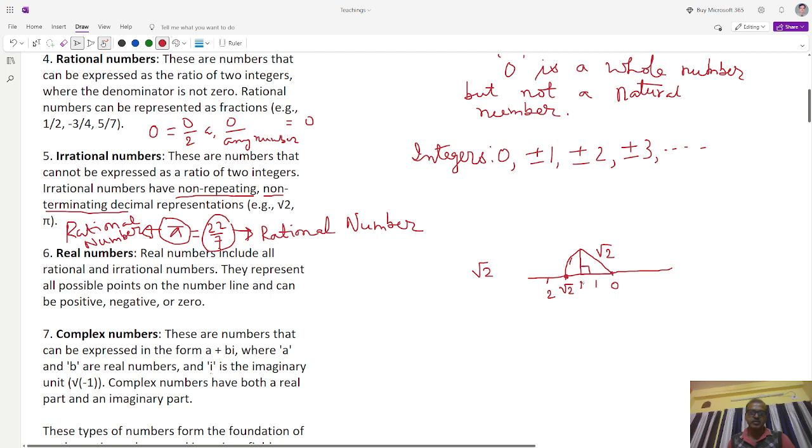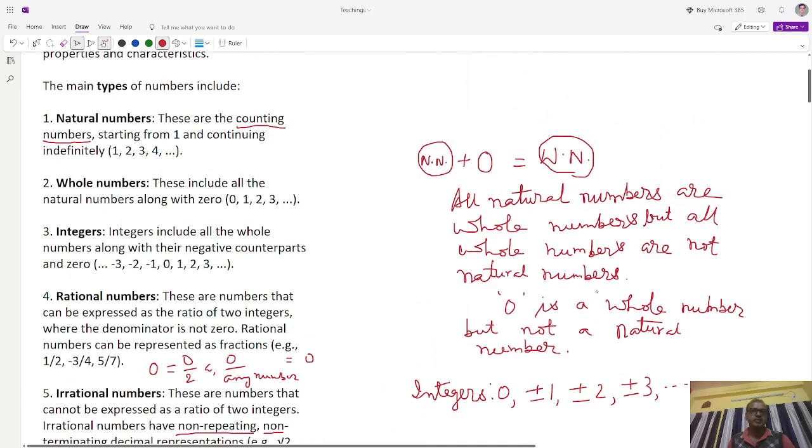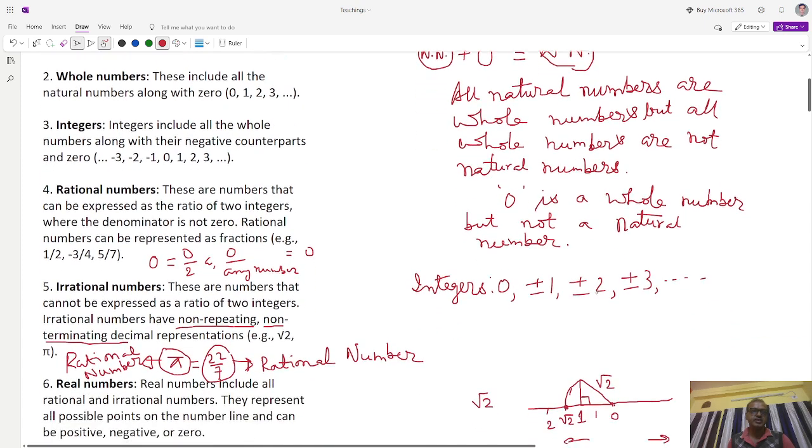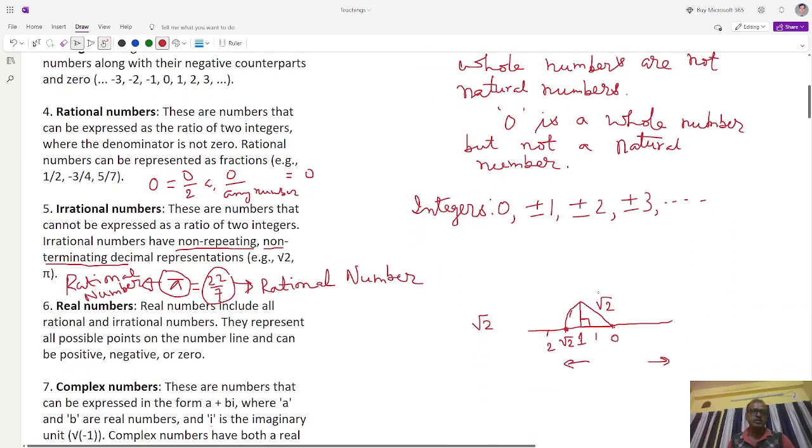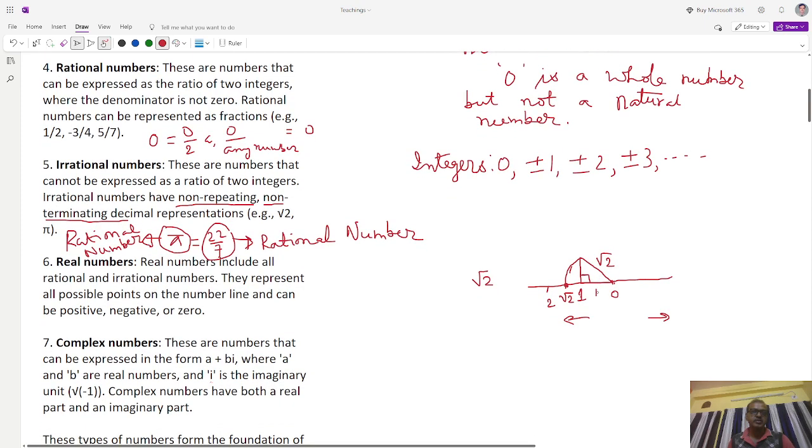Rational numbers, you know, 1 is a rational number, 2 is a rational number, whereas 1, 2 are also whole numbers, right? And negative numbers, if this side is positive, then this side is negative. Negative numbers, that is integers, can also be represented on the number line. So all these are real numbers. Natural numbers, whole numbers, integers, rational numbers, irrational numbers, all are real numbers.